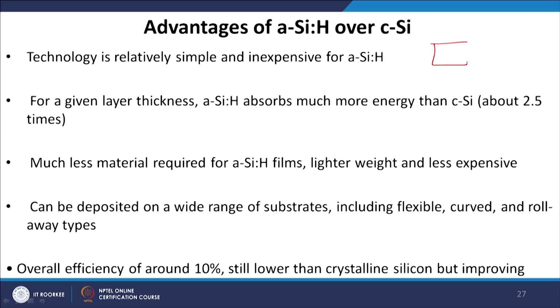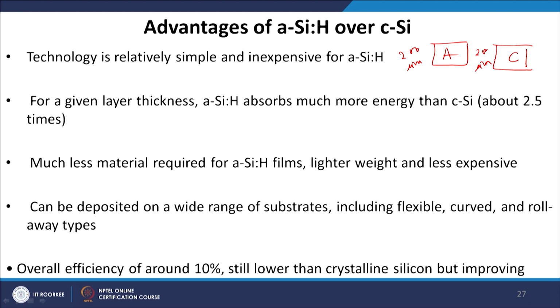Now, how well a material will absorb depends upon its absorption coefficient or molar absorption coefficient. For a given thickness, that means if I have two different examples, one an amorphous silicon and another a crystalline silicon, and both of them you consider 200 micrometer, although for amorphous silicon it is pretty high. So, 200 micron.